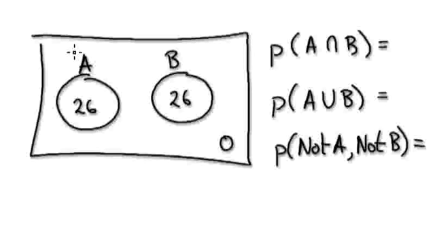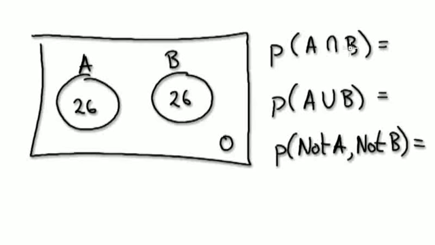Anyway, this next one here. This is A and this is B. What is the probability of A and B? Then what is the probability of A or B? And the last one, probability of not A and not B. So press pause and have a go.